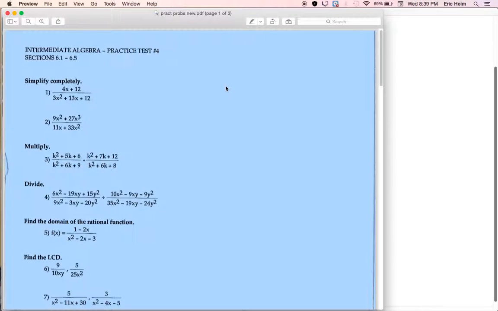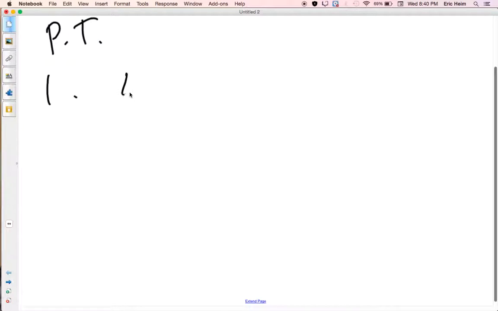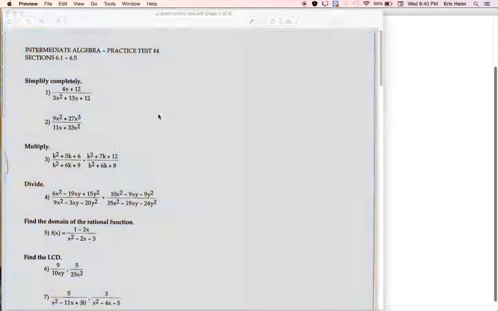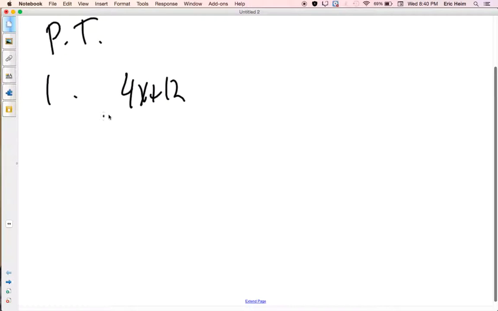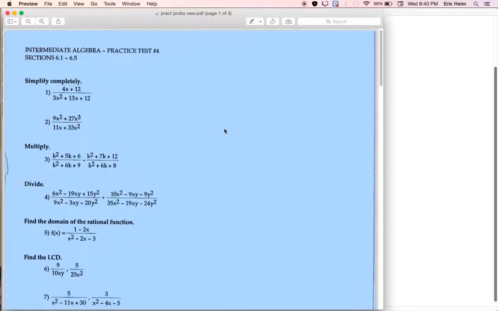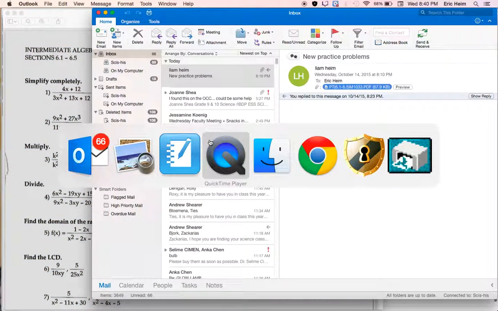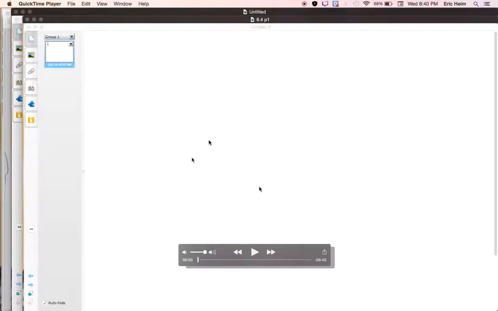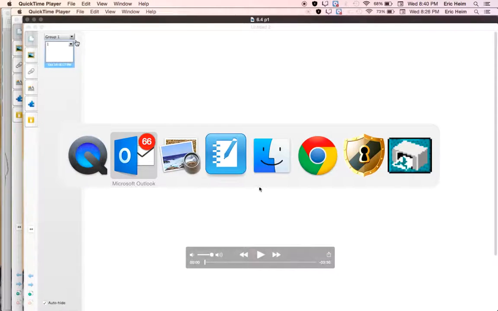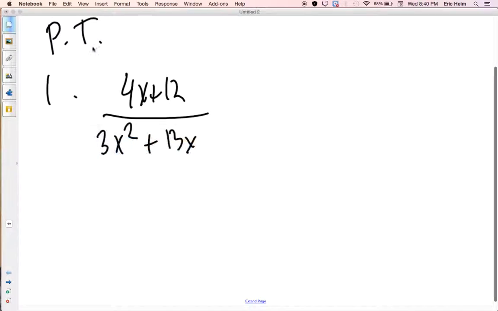Here's your practice test, right? 4x plus 12 and 3x squared plus 13x plus 12, all divided. What's that doing here? I lost my place here.